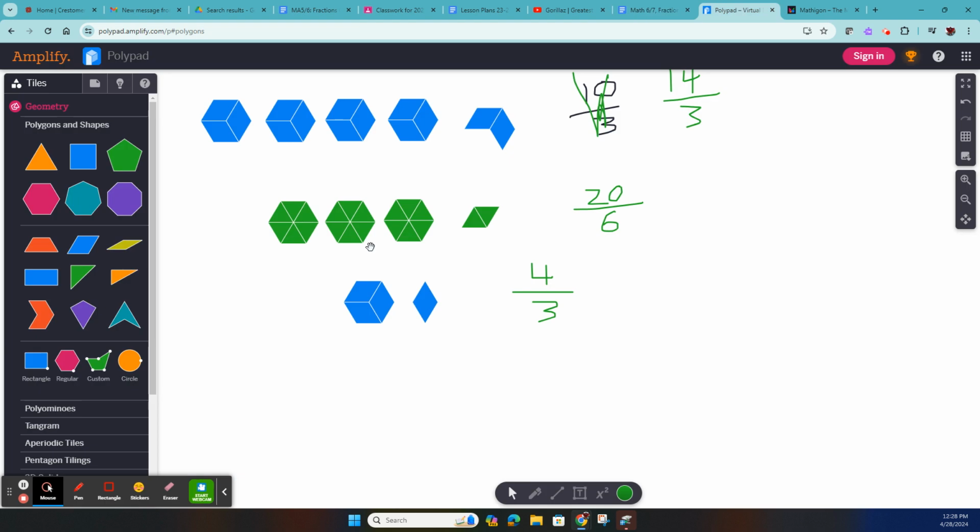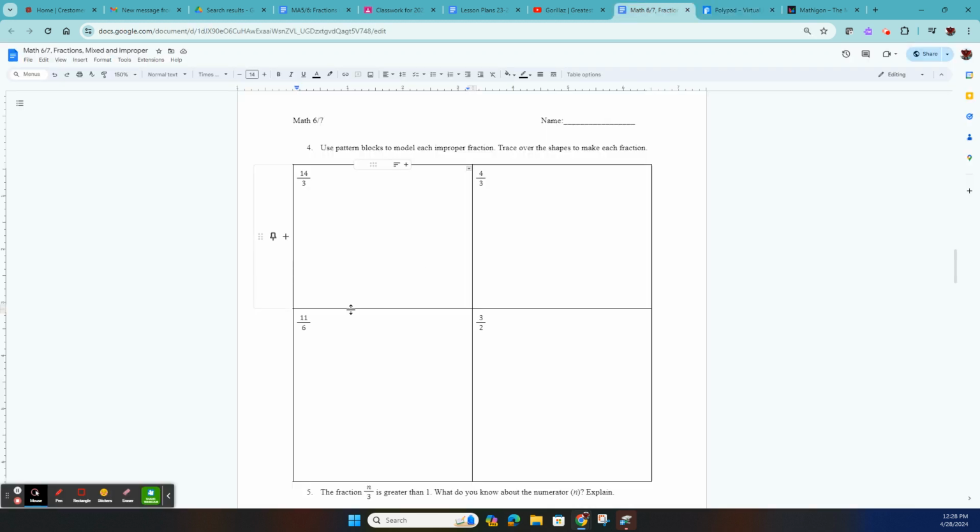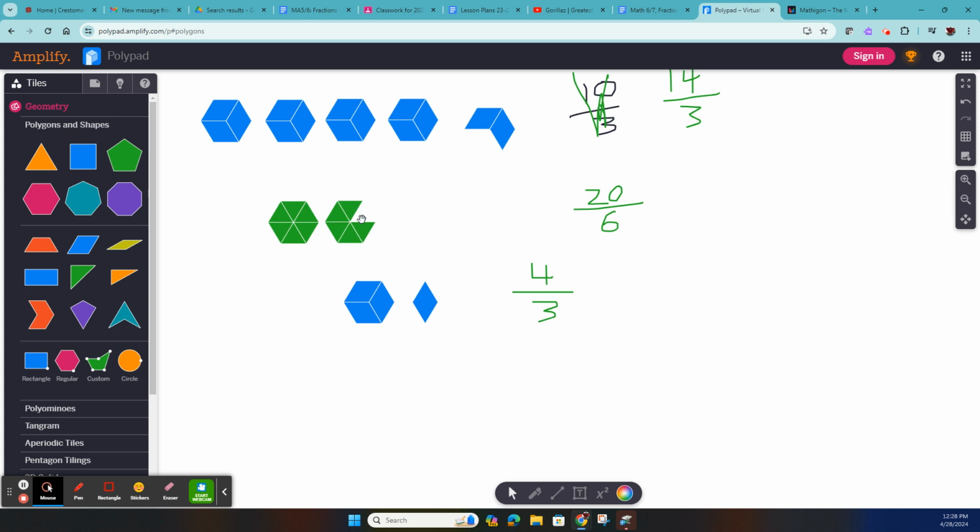11/6. Okay, well, I'm already pretty darn close to that with this one here. So I've got 6, 12. I'll delete everything else here, because all I needed was 11, right? Yep, 11/6. I'll delete one of those. 1, 2, 3, 4, 5, 6, 7, 8, 9, 10, 11. There you have it. 11/6.